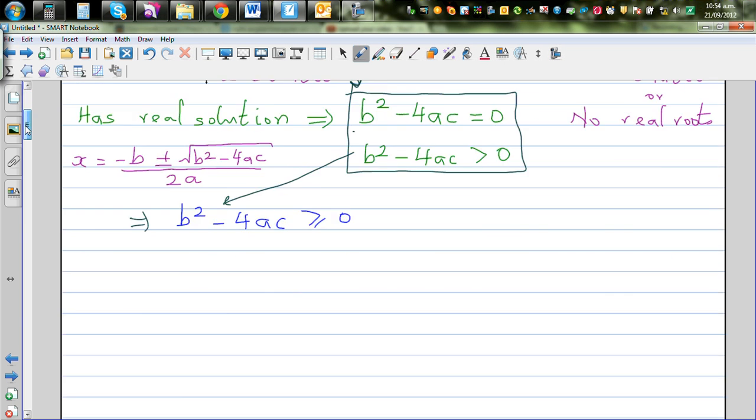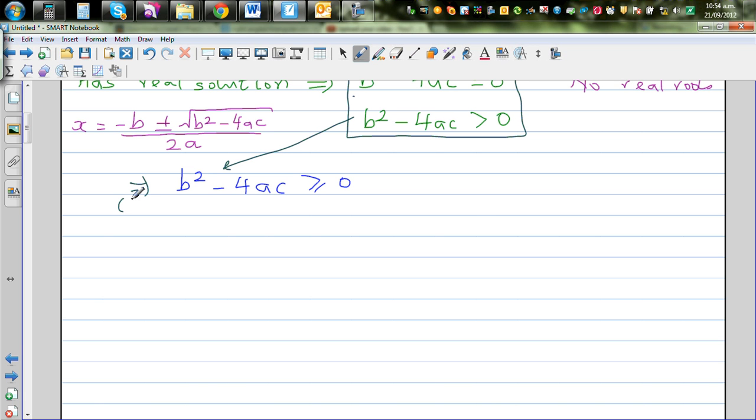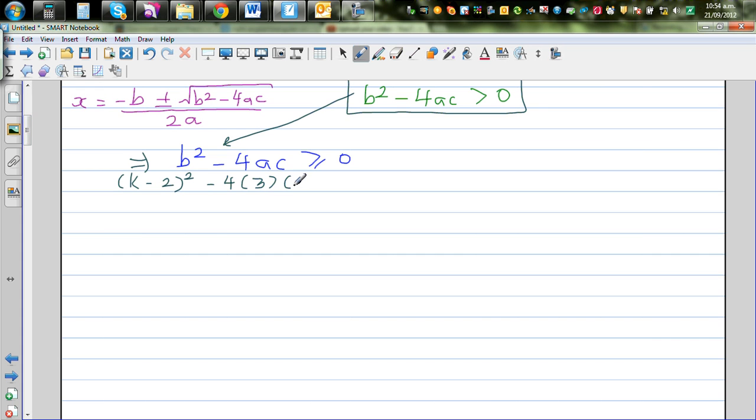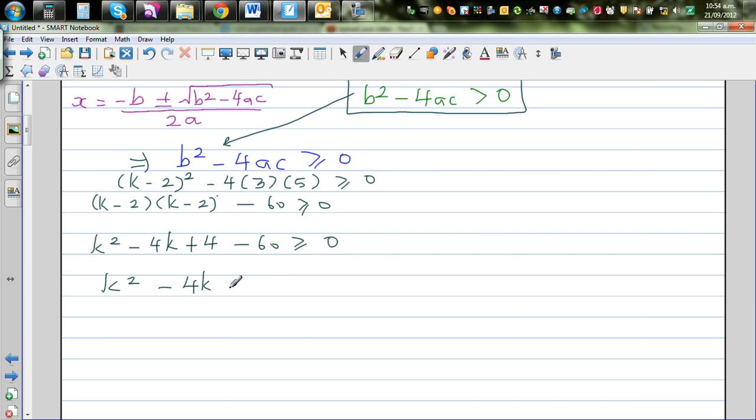So it is b squared, which is (k minus 2) the whole squared, minus 4 times a, where a is 3, and c is 5, is greater than or equal to 0. Now expanding this, (k minus 2) times (k minus 2) minus 12 times 5, which is 60, is greater than or equal to 0. This means k squared minus 4k plus 4 minus 60 is greater than or equal to 0. This means k squared minus 4k minus 56 is greater than or equal to 0.